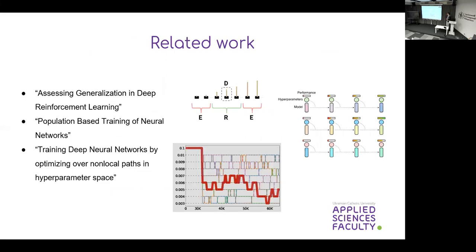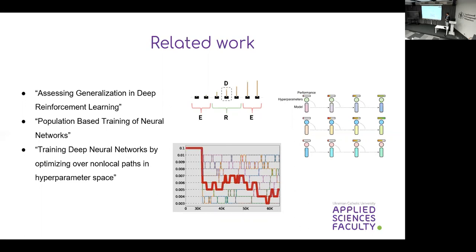So we reviewed different papers. Here I want to focus on the three main papers that we are using as a foundation for current work. First one is assessing generalization in deep reinforcement learning. What they did, they have added the noise as environment characteristics. They are changing the observing state of the agent, and they empirically proved that this approach improves generalization abilities of the agent.